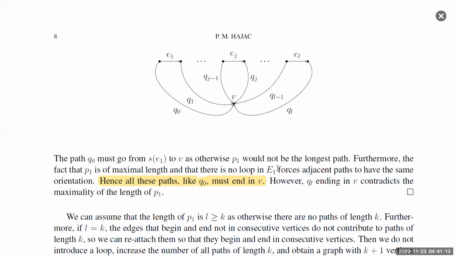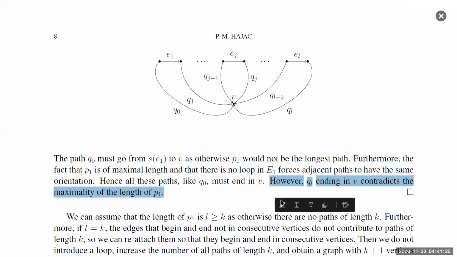Right, hence all these paths like Q0 must end in V, and they start somewhere on the path P1. But this yields the desired contradiction, because when we look at the path Q_L and the fact that this is forced to point outwards, it contradicts the maximality of the length of path P1. Right, because then we have a strictly longer path, E1, E_j to E_L, but when we follow it by Q_L to V, this is a path which is longer than P1, which is impossible. So whichever way we play it, it's a contradiction, so such a fugitive vertex V cannot exist.